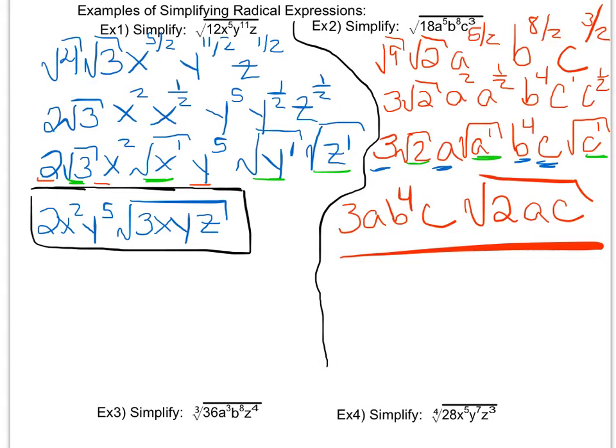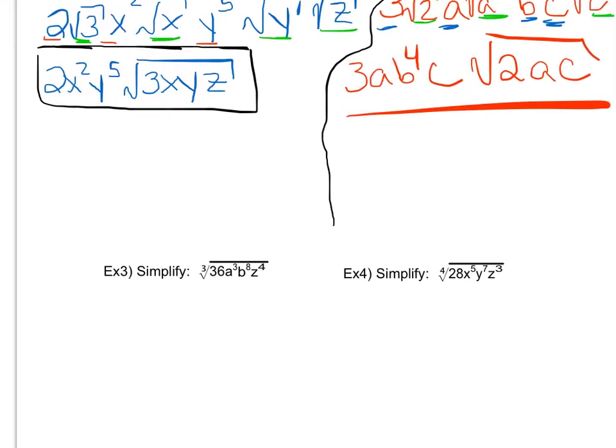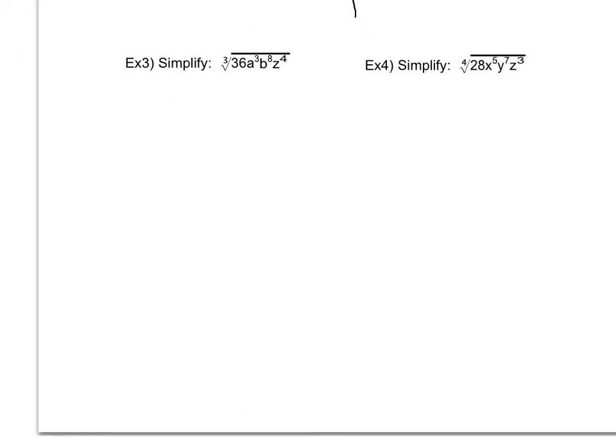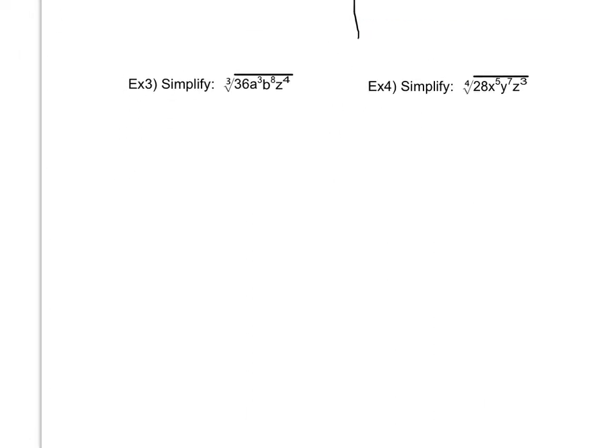Remember, you can always do some scratch work too and go ahead and write out what is 2 cubed, what is 3 cubed, what is 4 cubed, what is 5 cubed, and check to see if the numbers under your radical can be divided by those numbers. So on example 3, I have the cube root of 36, a cubed, b to the 8th, z to the 4th. So I'm going to start by breaking it down.